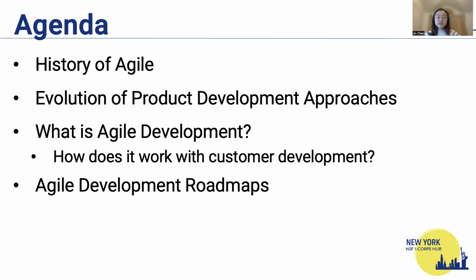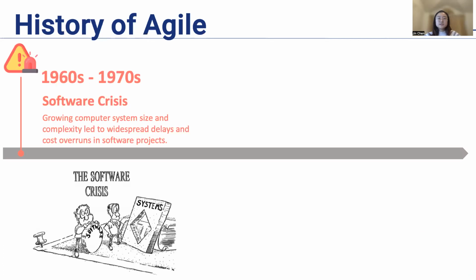And here's the agenda of this lecture. I will cover a brief history of Agile, followed by a discussion of various approaches in software and product development, what works well and what does not. Then we will dive deeply into Agile development to see why it is the preferred method for the lean startup and how it is aligned with customer development. Finally, I will present some roadmap that you can use for your product or service. So let's begin with the history.